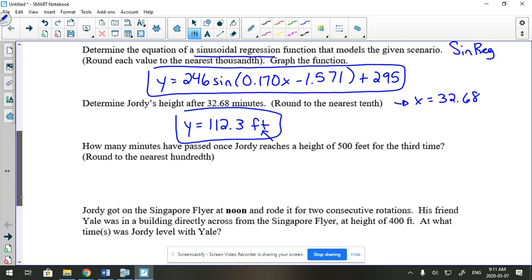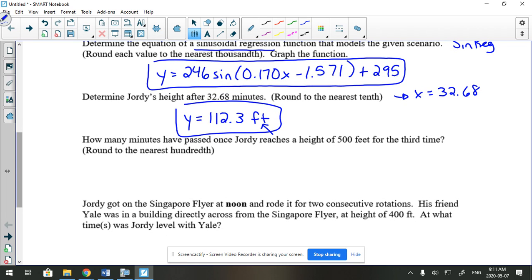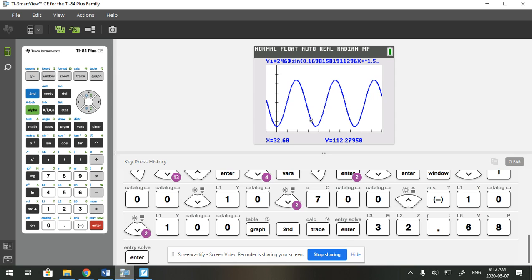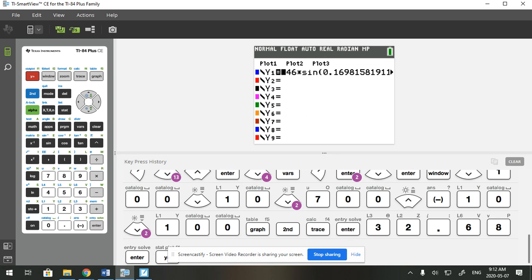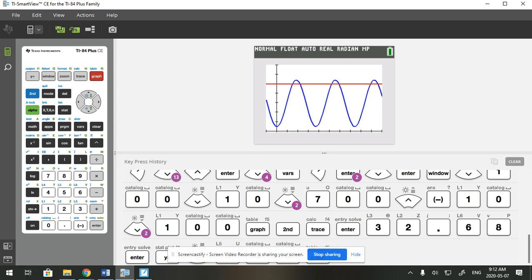Okay, next one says, how many minutes have passed once Jordy reaches a height of 500 feet for the third time? So it's telling me my height now, so my y value is 500. When you have your y value, this is where you plot it in for your y2, and you find your point of intersection. So that's what we're going to do. We're going to go back to the calculator, go into our y equals. You can see that original equation is stored there. For y2, I'm going to put 500. I'm going to look at my graph.